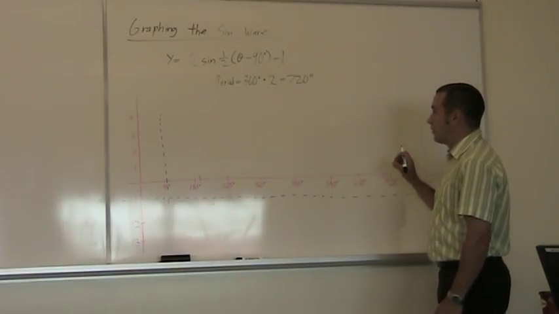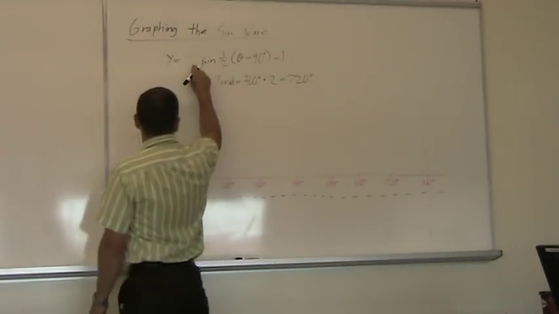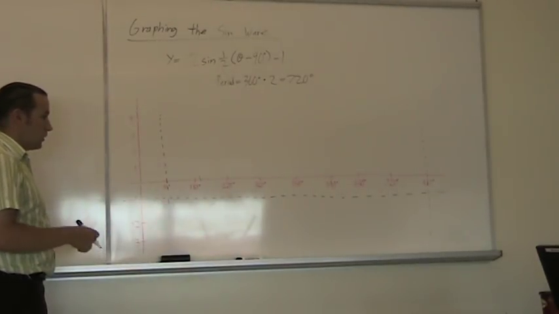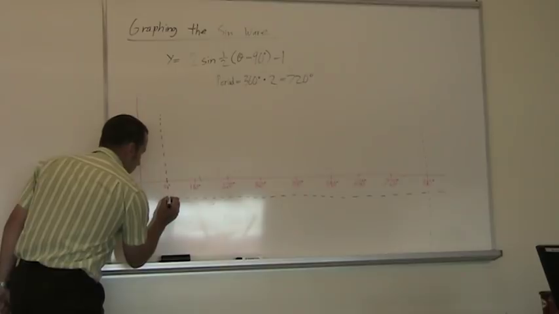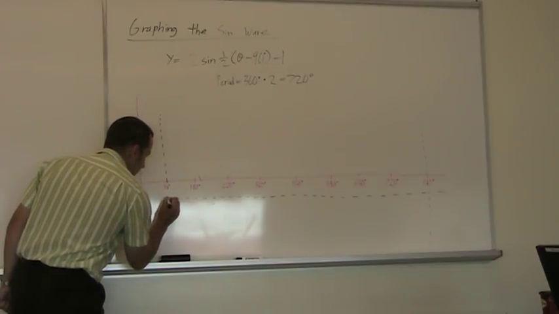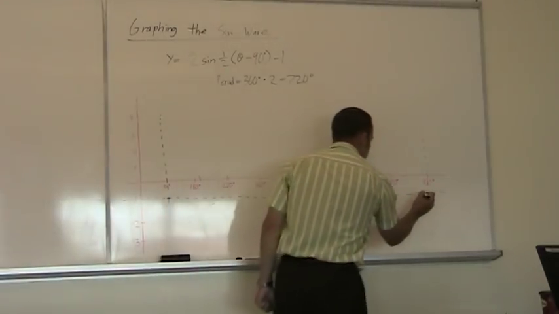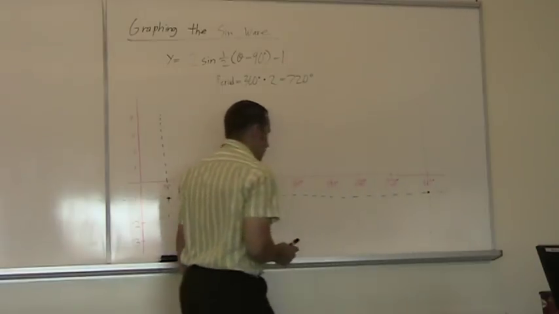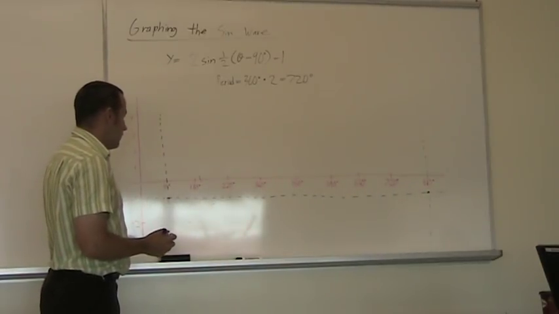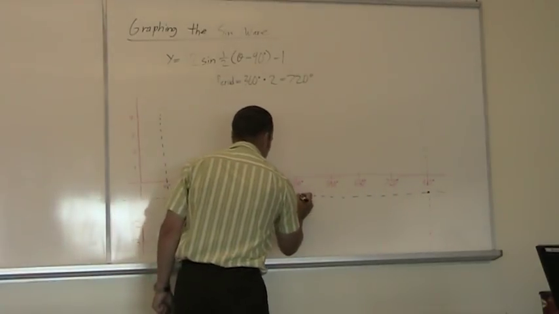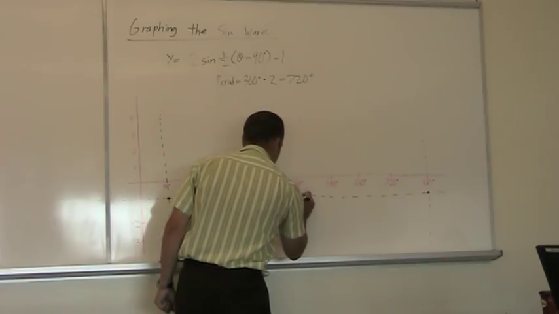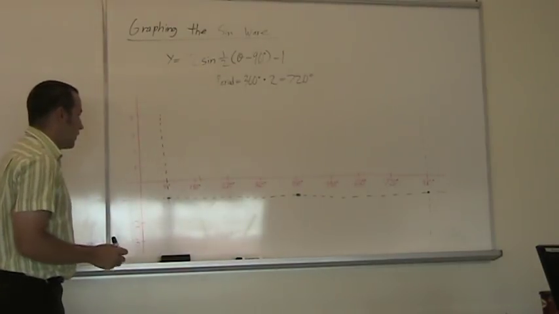So the only thing I have left to do is include the amplitude, which again is 2. So as I said before, I mark the 2 endpoints. Then I mark the middle point. The middle here is 450. So I know it passes through there.